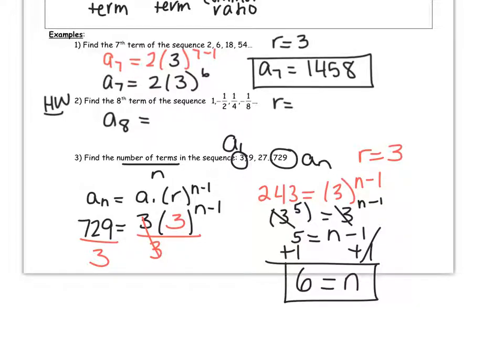So n is equal to 6. So it'll take me 6 terms to get up to 729. Alright, let's move on to the next page.